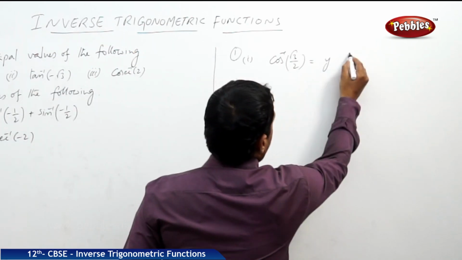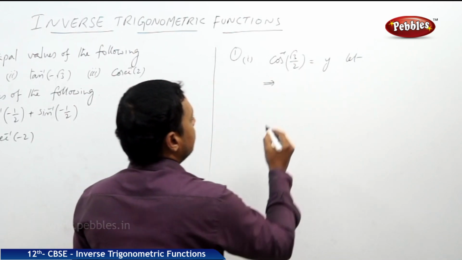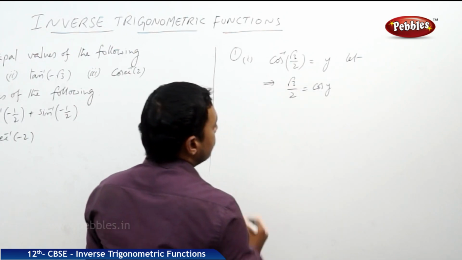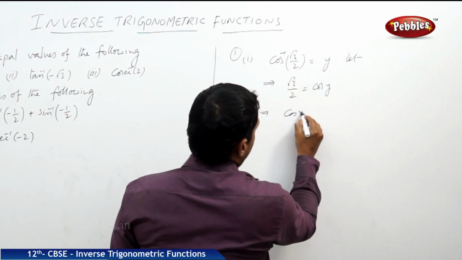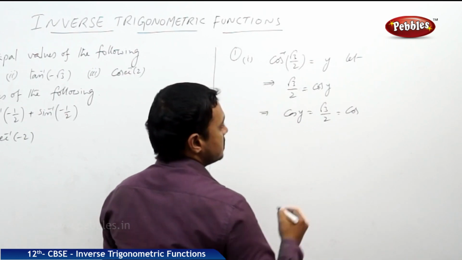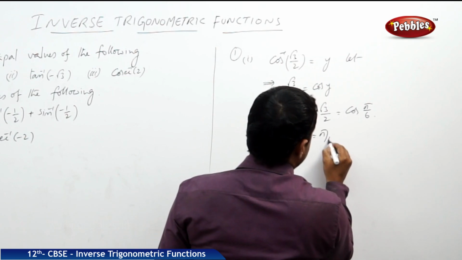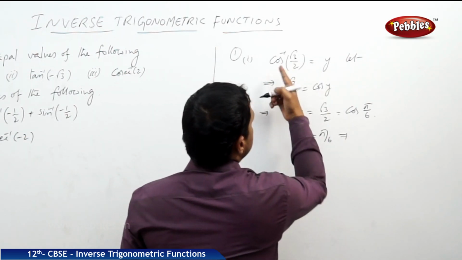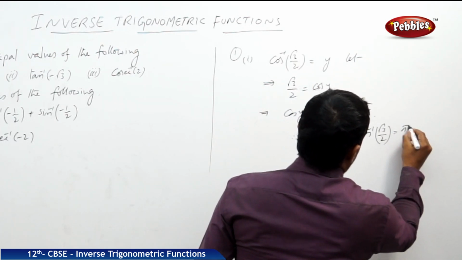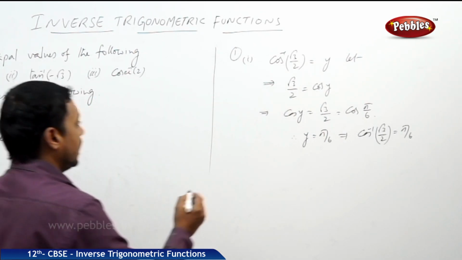Let it be some y. Therefore, by the definition of inverse function, root 3 by 2 is equal to cos y. That implies cos y is equal to root 3 by 2. You know, root 3 by 2 is equal to cos pi by 6. Therefore, y is equal to pi by 6. But what is y? y is cos inverse of root 3 by 2. Hence, the principal value of the given function is pi by 6. Next, the second one.